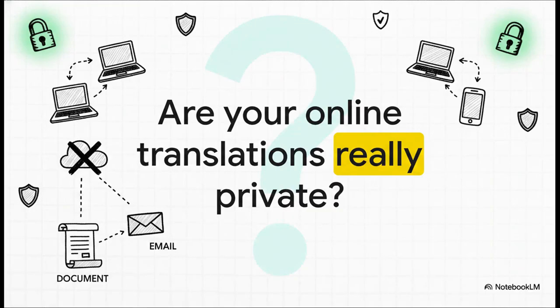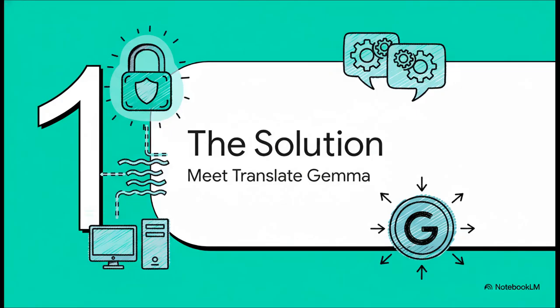Okay, let's just dive right into the core problem here. Think about it. Every single time you use one of those online translators, whether it's for an email, a work document, or just a quick phrase, you are sending your data to some server somewhere. And for sensitive information, that is a huge privacy risk. But what if you could have all the power of a top-tier translator without sending a single byte of your data to the cloud? Well, that's where Google's powerful new open-source solution, Translate Gemma, comes in. It is designed to put you and only you back in control of your data.